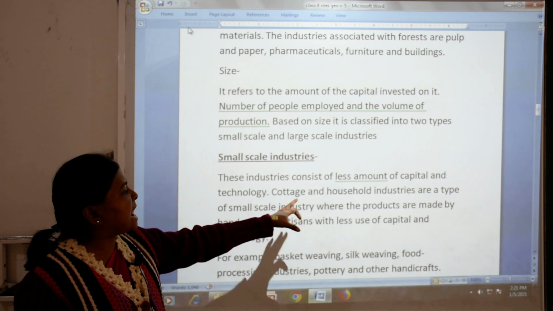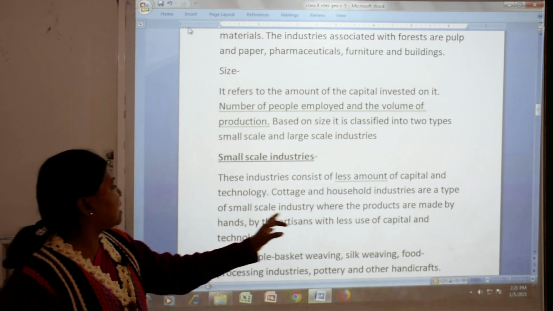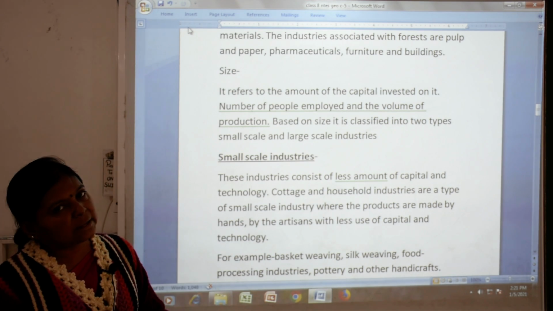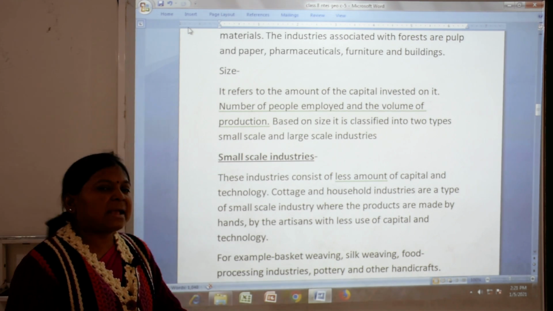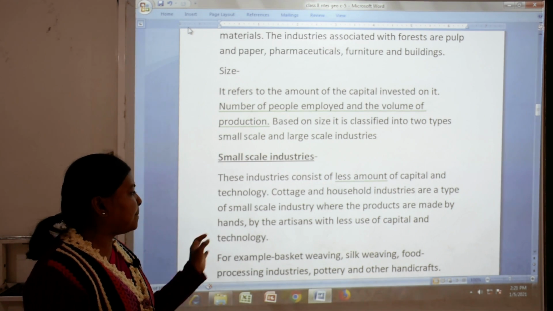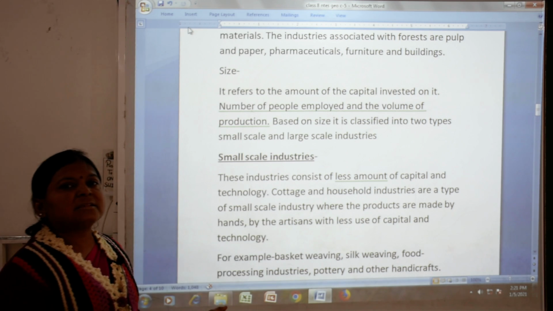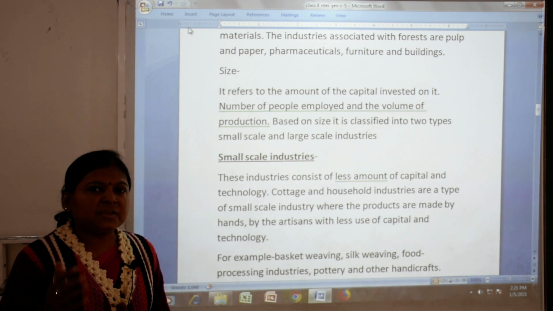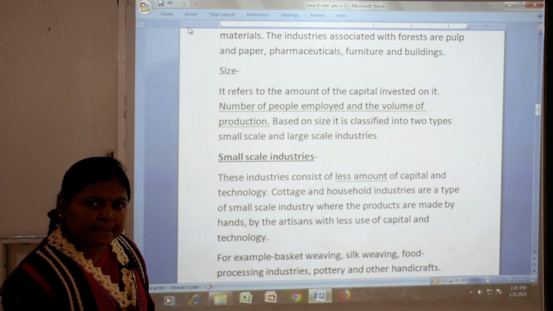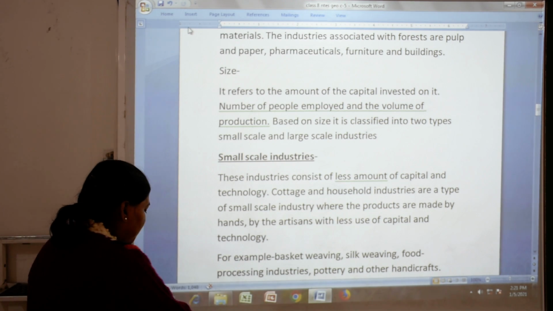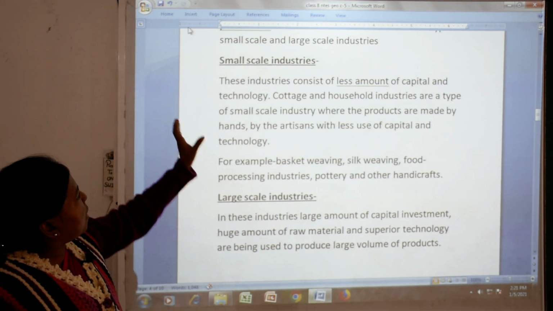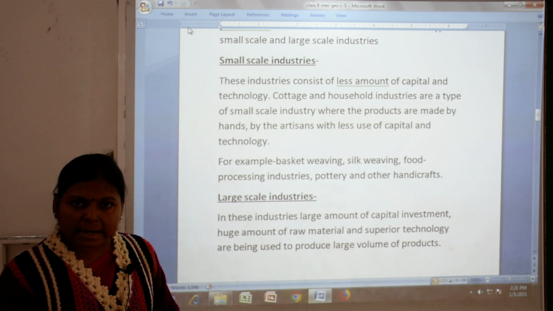Mostly which type of industries come under small scale? Cottage and household industries are the small scale industries, where the products are made by hand. Mostly they are made by hand, or prepared by some artisans, and they use very little capital and technology. Some examples which come under small scale industries are: basket weaving, silk weaving, food processing industries, potteries and other handicraft materials.